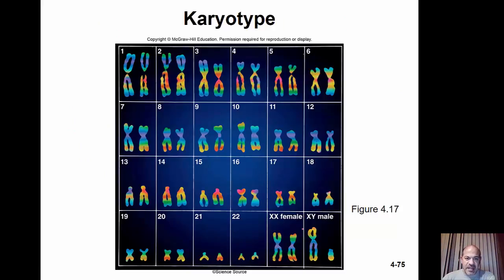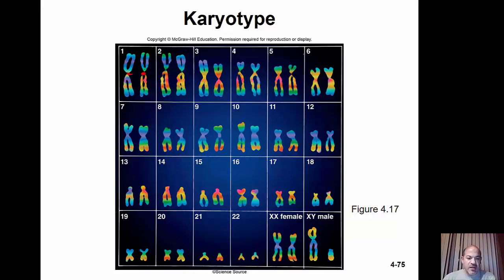This is what a karyotype looks like. You can see the chromosomes are ordered based on their size and their banding patterns. So the size and banding pattern and the location of the centromeres right here help to see which pairs are which. So this chromosome and this chromosome are carrying basically the same genes. Same with number 2 and so on.